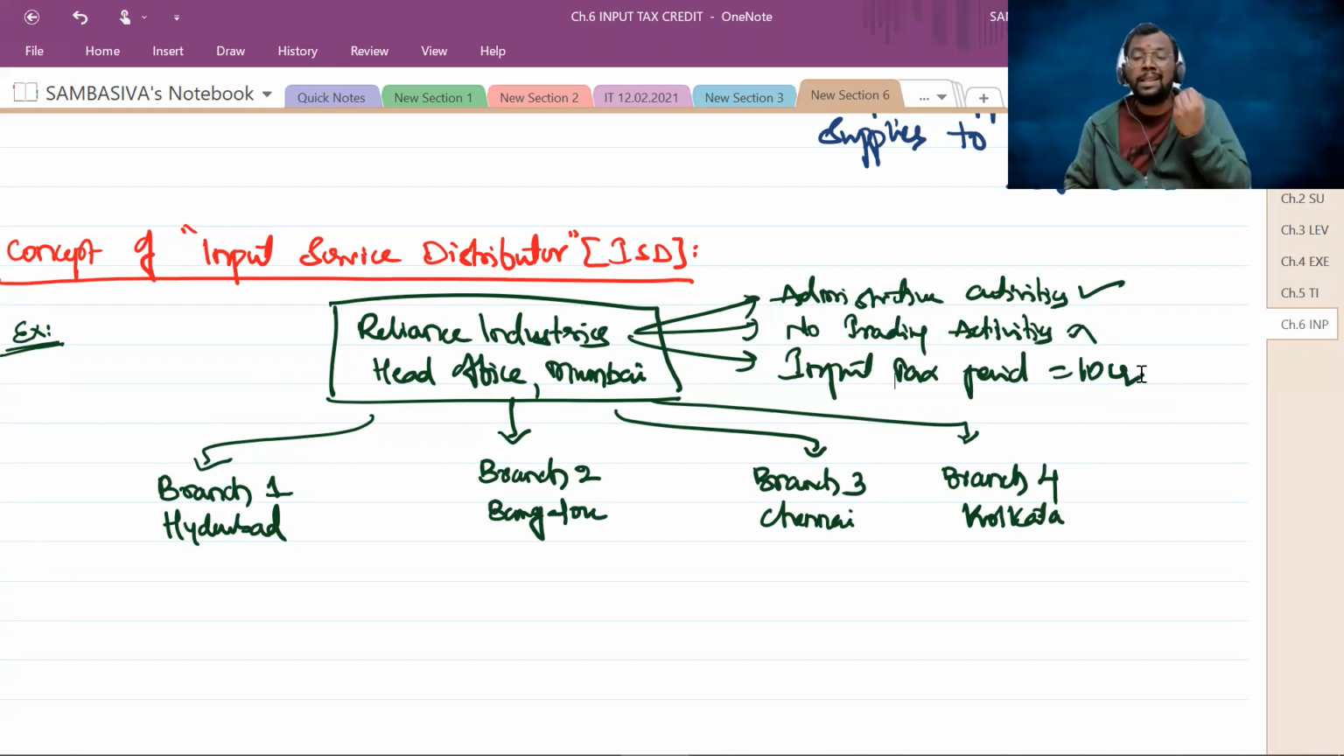But at the head office level, since no trading activities take place, they will not have any output tax. And when they are not collecting any output tax at the head office level, how will they take that input tax as credit? Are you following?